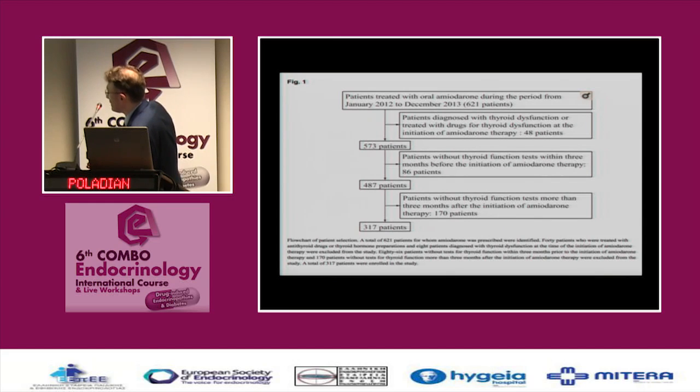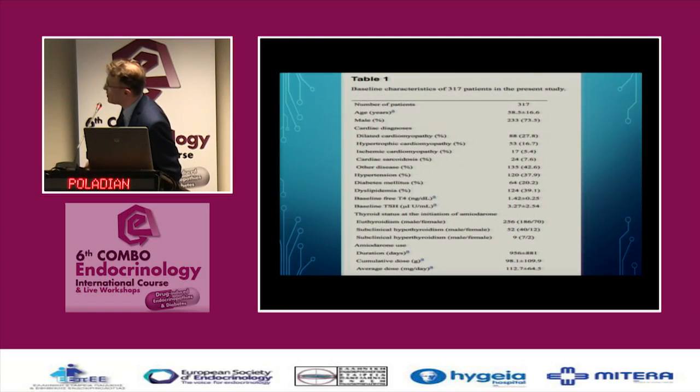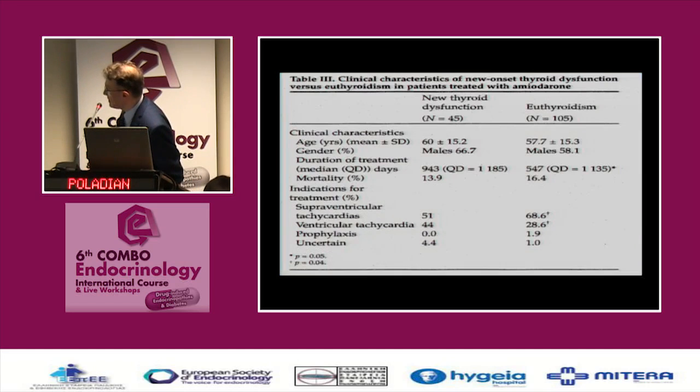Patients without a thyroid function test within the 3 months before the initiation of amiodarone therapy were out, 86 patients. So we ended up with 487 patients. Patients without thyroid function tests more than 3 months after the initiation of amiodarone therapy, we ousted another 170 patients. Okay, 317 patients. As we see, these are the baseline characteristics of all patients in the present study.